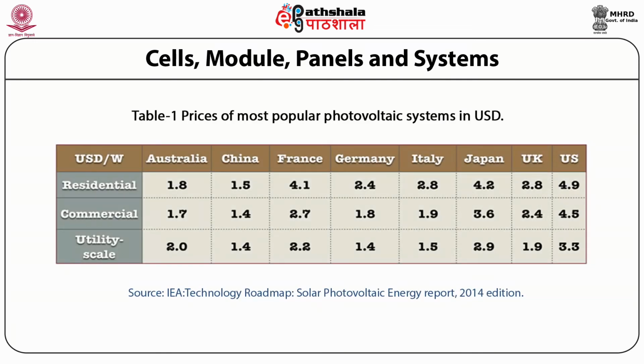The table lists the prices of the most popular photovoltaic systems in US dollars. So we can see that residential photovoltaic systems are the costliest in the United States, followed by Japan and France, whereas utility scale solar cells also follow the same trend. The lowest price for the commercial photovoltaic system is in China, which also offers the lowest priced residential and utility scale photovoltaic systems.